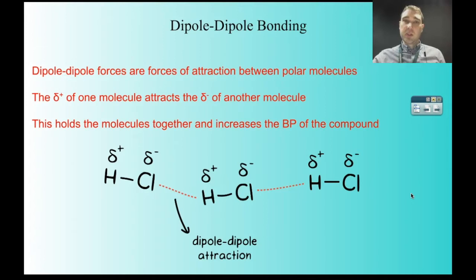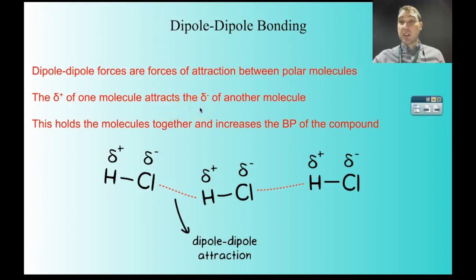So dipole-dipole bonding, dipole-dipole interactions, or dipole-dipole forces. This is attraction between polar molecules, and these are molecules that have a permanent pole. So the partial positive charge of one molecule attracts the partial negative charge of another molecule, and this happens over and over and over again. Since you have electrostatic attraction between a positive and a negative, there's attraction there that requires heat energy to break.